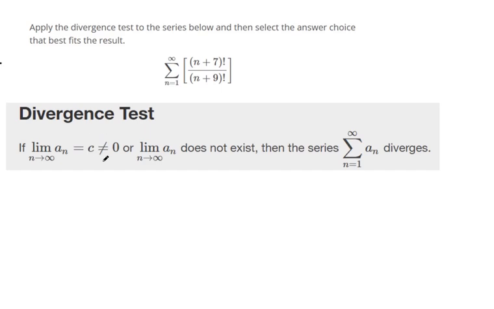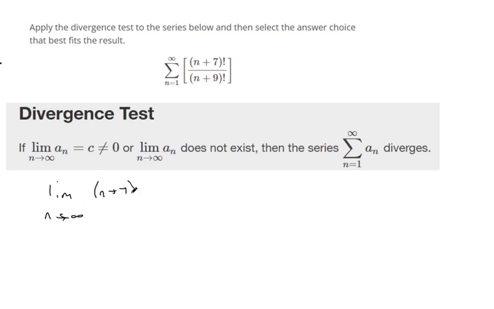So the divergence test is relatively simple. It says if you have some sort of sequence from n equals 1 to infinity of a sub n, so this is like our a sub n, you can take a limit as n goes to infinity of a sub n. And if that equals some number other than 0, or if it does not exist, then we can say it diverges.